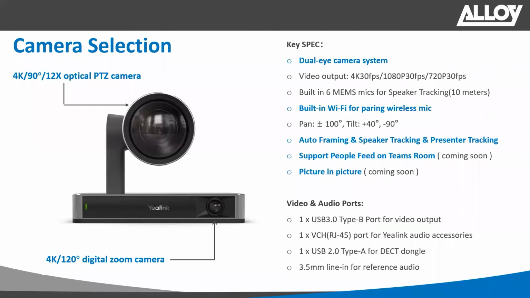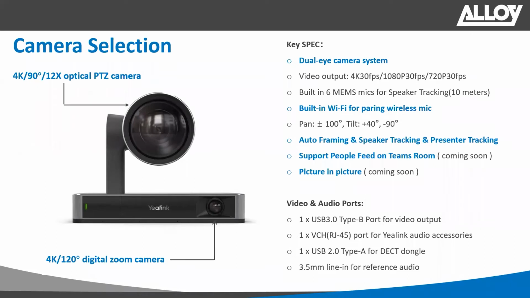That second camera can be used for tables where the long edge is set up at the front. The main reason for the two-camera solution is to help with speaker tracking and presenter tracking. So if somebody is moving around the room, we can use that 4K 120-degree camera to follow the person who's speaking.